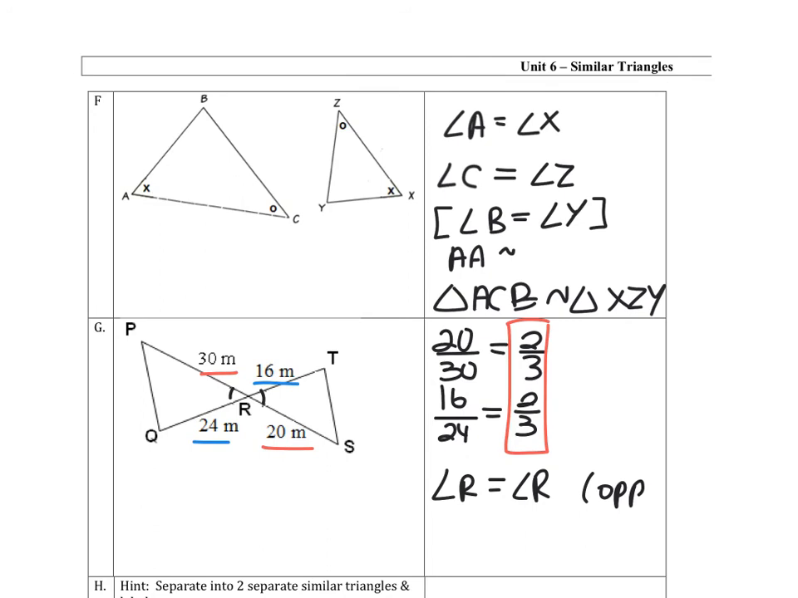And then I also put the contained angle, so angle R equals angle R, and that was because they were opposite angles. So I used side, angle, side, and my similarity statement would be QRP is similar to TRS. Now I put QR and TR as the matching ones because, well, those are my blue matching sides.